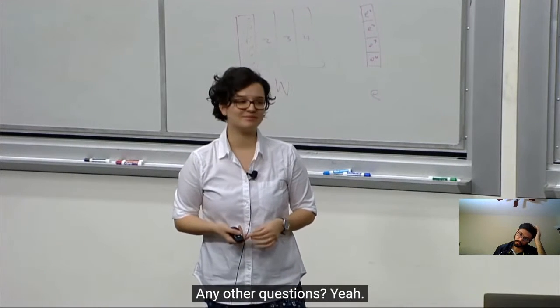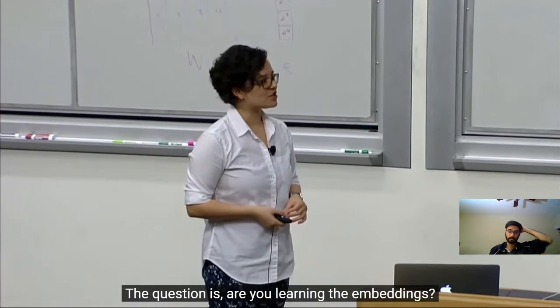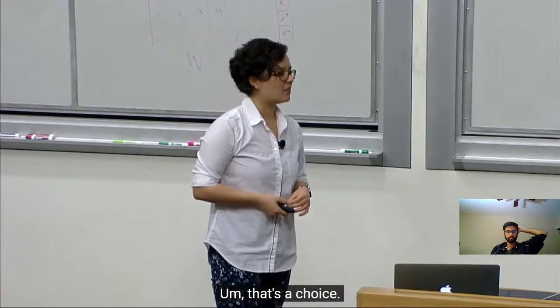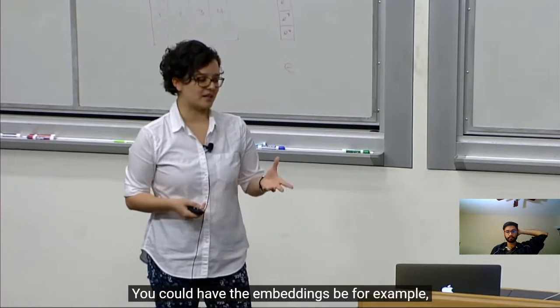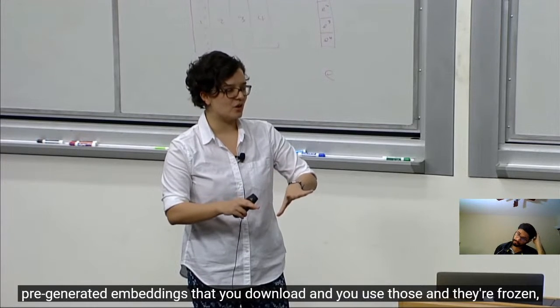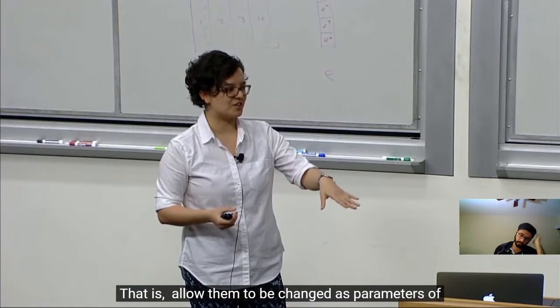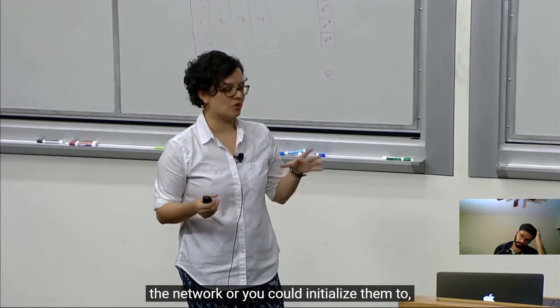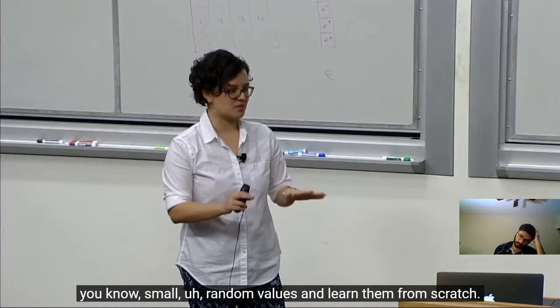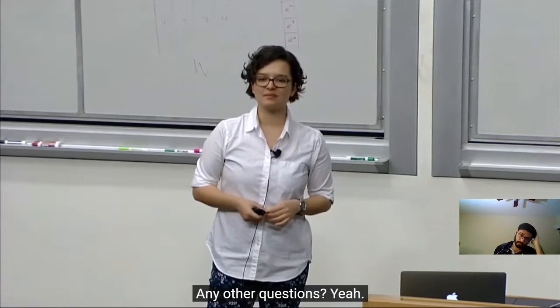Any other questions? Yep. Are you learning the embeddings? The question is, are you learning the embeddings? That's a choice. You could have the embeddings be, for example, pre-trained embeddings that you download and you use those and they're frozen, or maybe you could download them, but then you could fine-tune them, that is, allow them to be changed as parameters of the network, or you could initialize them to small random values and learn them from scratch. Any other questions? Yep.